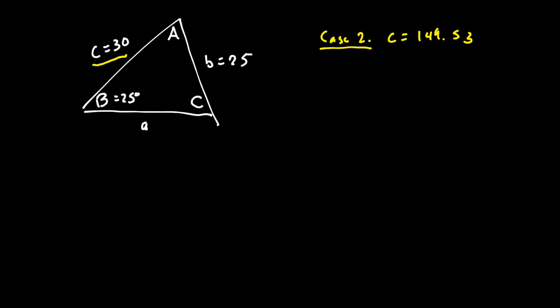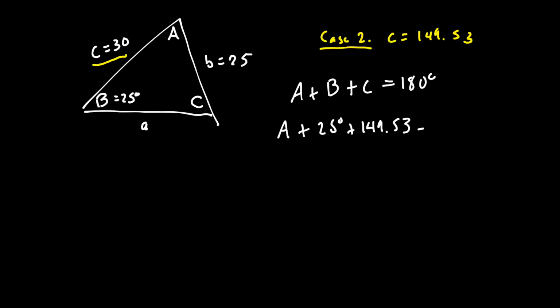Now, let's go ahead and solve the triangle for case number 2. Again, we just want to find all the angles, and for triangles, A plus B plus C needs to add up to 180 degrees. We know what B and C are. This means we can solve for A. Solving this for A, we'll get that this is equal to 5.47 degrees.